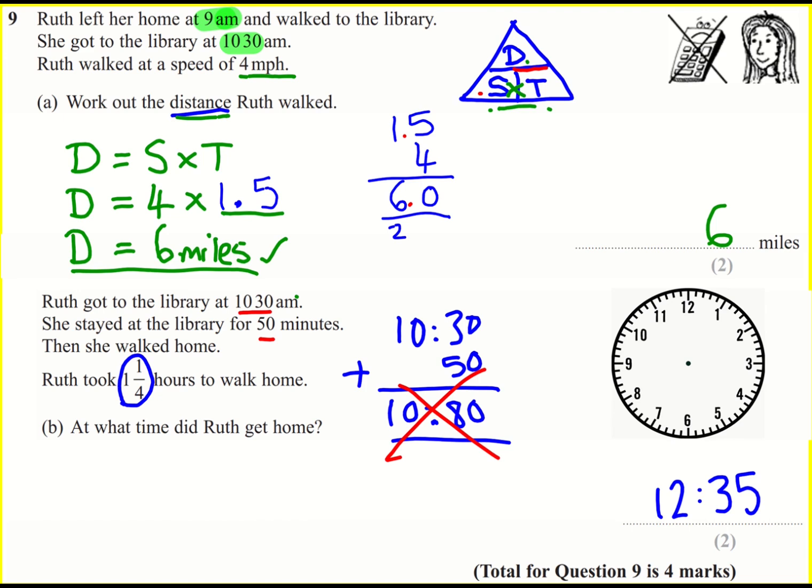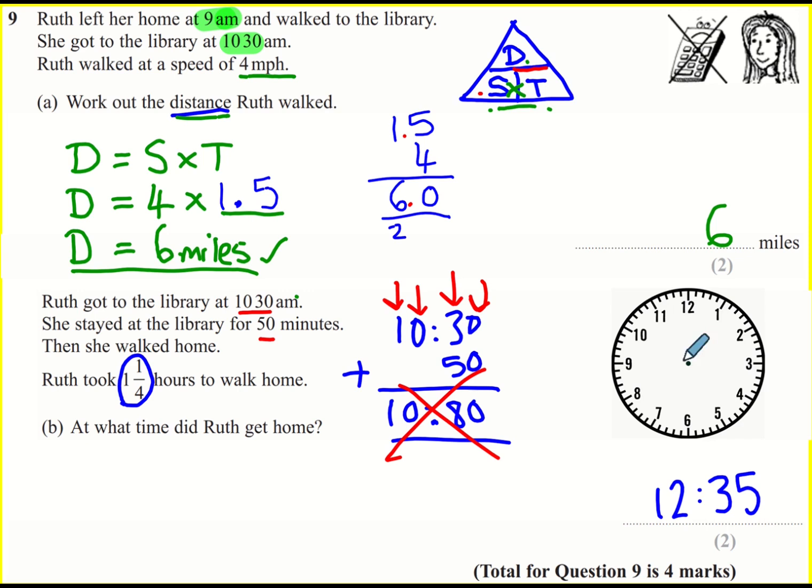Why? Because there's 60 minutes in an hour, and when we're talking about column addition and column subtraction, we use the decimal system, so base 10, so each column you're trying to make up to 10, whereas you can't do that with time because it's in a different base. There are 60 minutes in an hour, so you can't use this method.